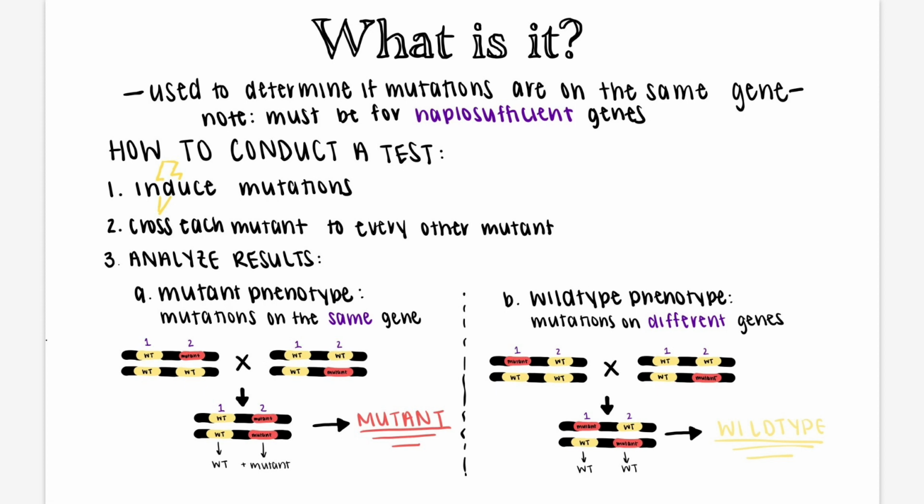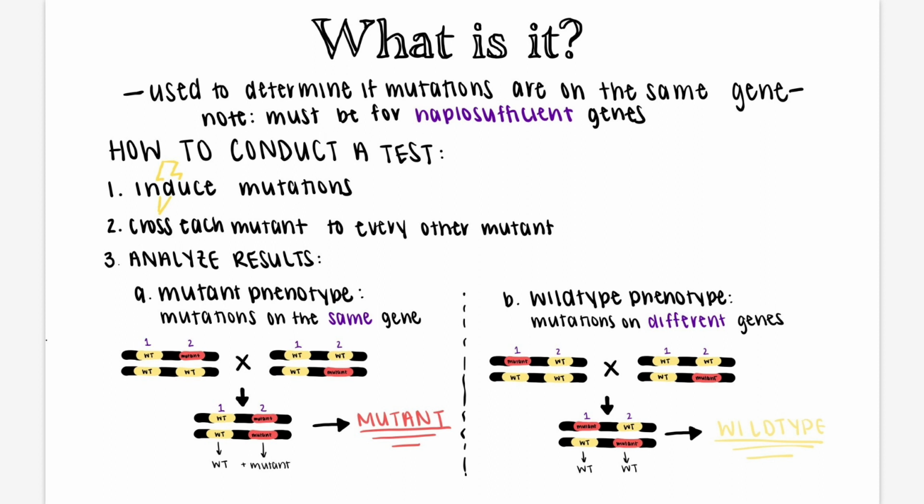For example, if one copy of the gene were to be deleted or mutated, the resulting phenotype would still be wild-type. Conducting the test is very simple. First, you induce mutations. Then, you separate the mutant organisms from the wild-type organisms. The test cross occurs when you cross each mutant with every other mutant.